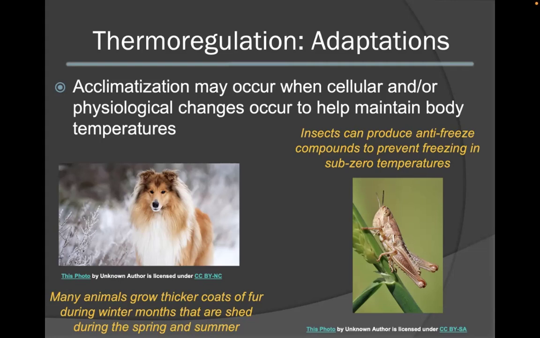Insects, such as this grasshopper, can produce antifreeze compounds to prevent freezing during sub-zero temperatures. This will allow the insects to survive the winter period and to come out as adults during the spring.